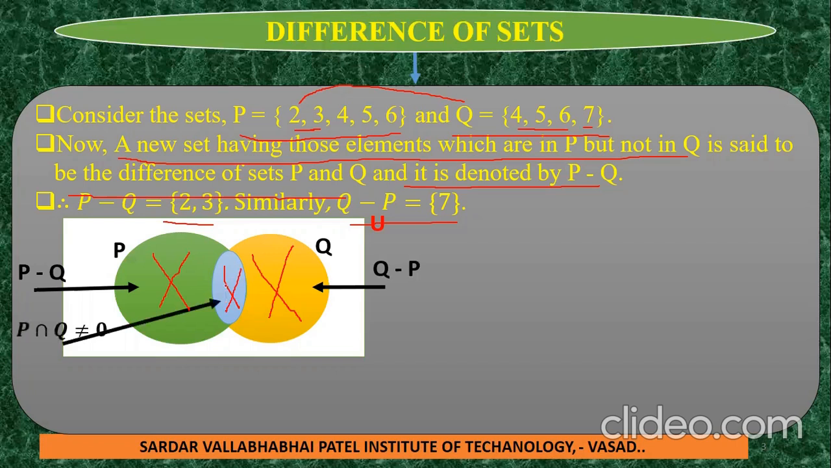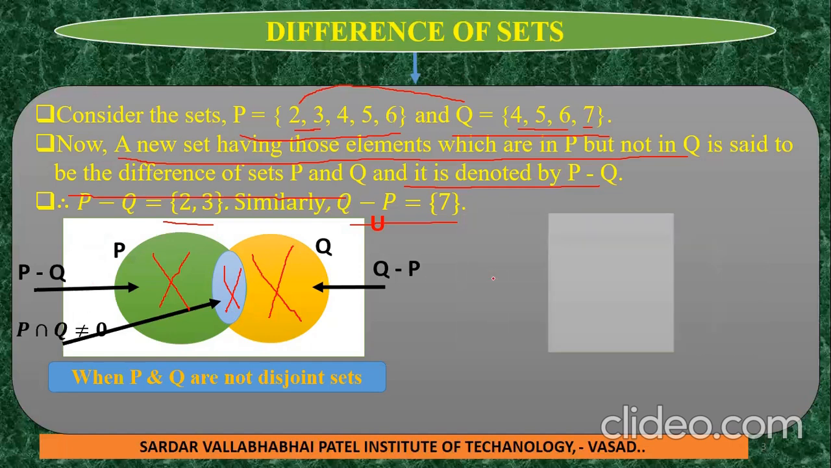And here observe that P intersection Q is not equal to the empty set. When P intersection Q is not empty, we can say both are not disjoint. So when P and Q are not disjoint sets, this is the Venn diagram representation of the difference between the two sets P and Q.